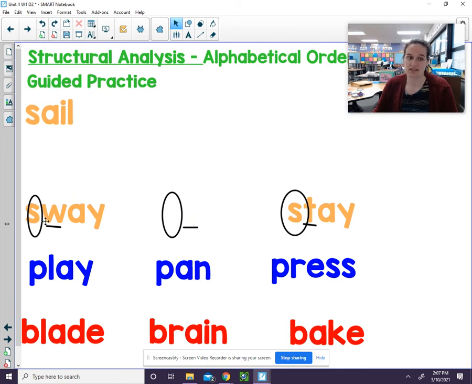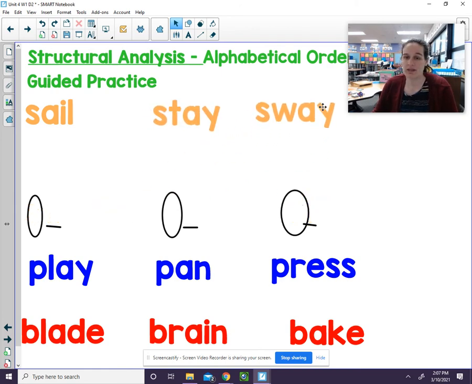Well, what comes next? W or T? We could look at an alphabet chart to help us. We could sing the ABCs to help us. Or you may know that T comes before W. So stay, and then it would be sway.